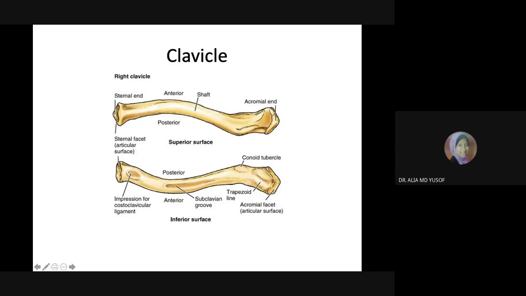Clavicle is S-shaped with a medial end ataupun sternal endnya rounded and flat. Lateral end or acromial endnya adalah flat. Medial end adalah rounded. Surface dia adalah flat. Okay, rounded but the surface is flat. Okay, lateral end is flat, totally flat. Okay, like the sternum, right? And the middle is the shaft.